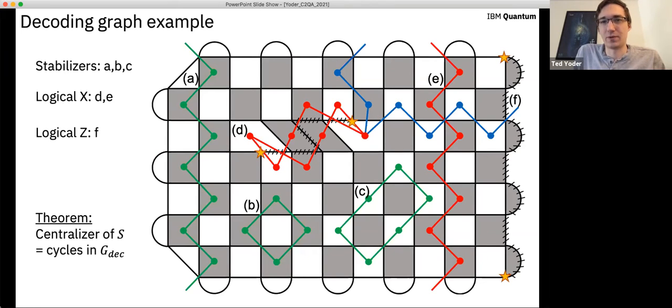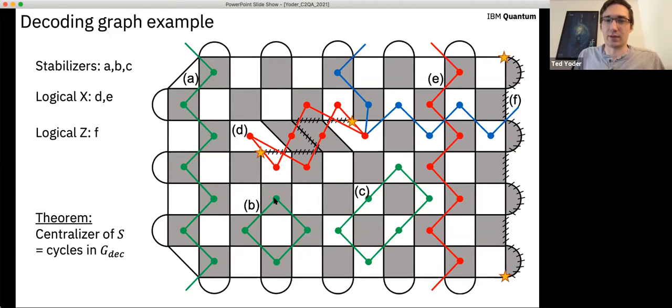Okay, so here's a decoding graph example. We have the large graph drawn with the dark lines, and then some example edges of the decoding graph are drawn in green, red, and blue. Right, so the stabilizers, some examples are A, B, and C, the green. Now these are cycles in the decoding graph.